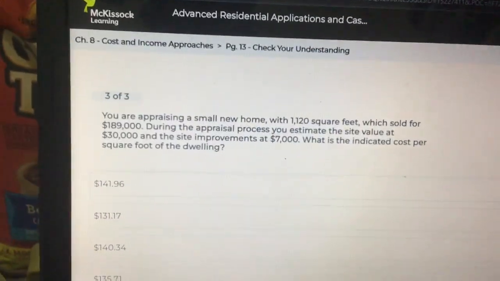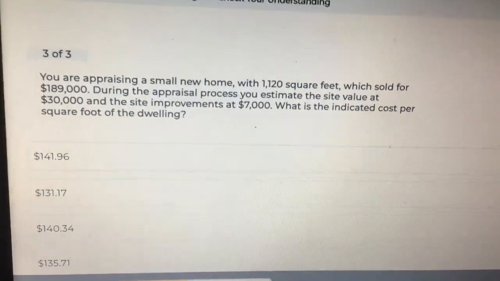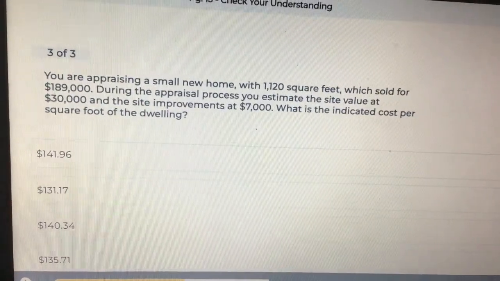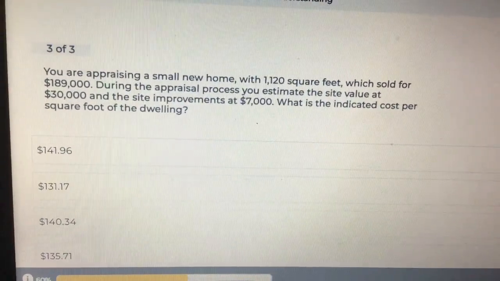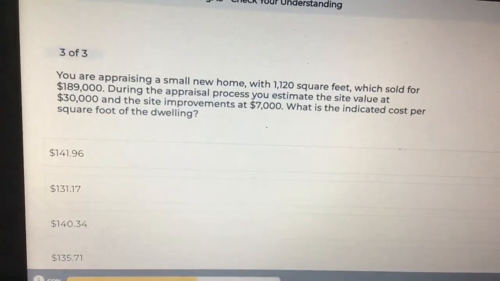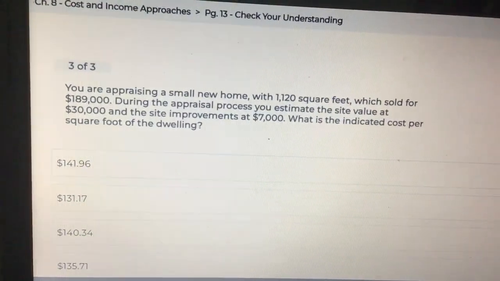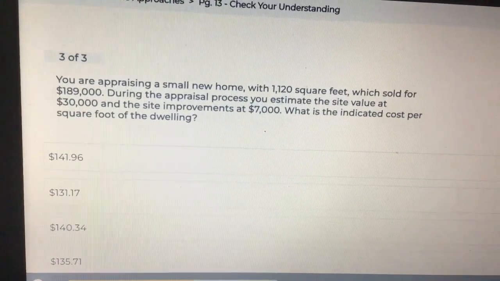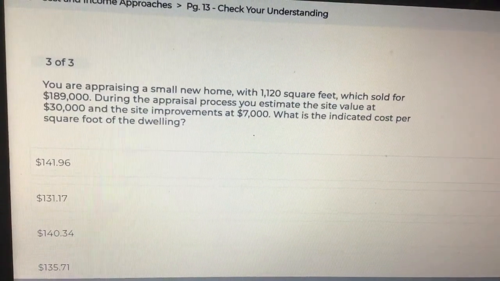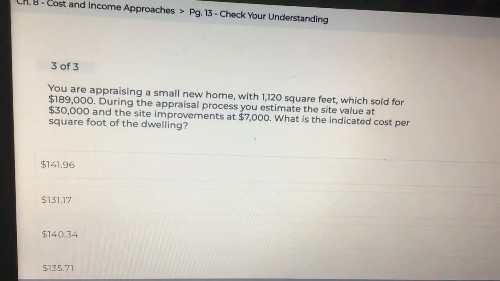And lastly, number 3. You are appraising a small new home with 1,120 square feet, which sold for $189,000. During the appraisal process, you estimate the site value at $30,000 and the site improvements at $7,000. What is the indicated cost per square foot of the dwelling?